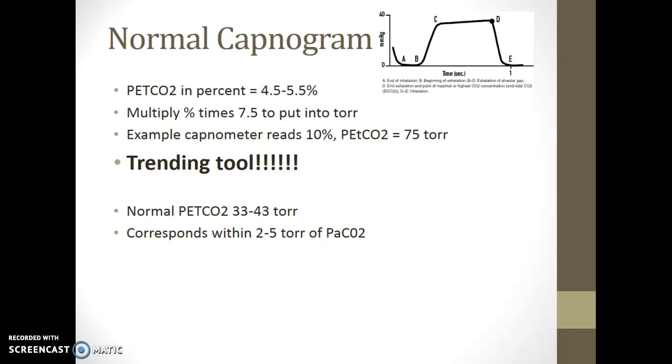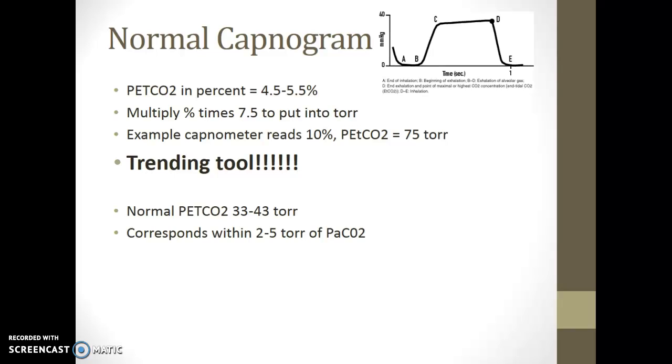So an example, if a capnometer read 10%, you would take 10 times 7.5, and you would get an end-tidal CO2 of 75 torr, which we know is very high. Normal end-tidal CO2 is 33 to 43 torr. So that would be a high CO2, so they would be retaining carbon dioxide.